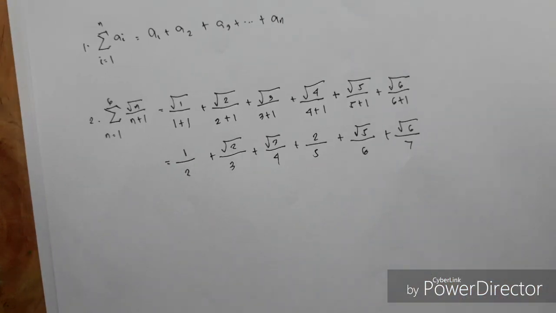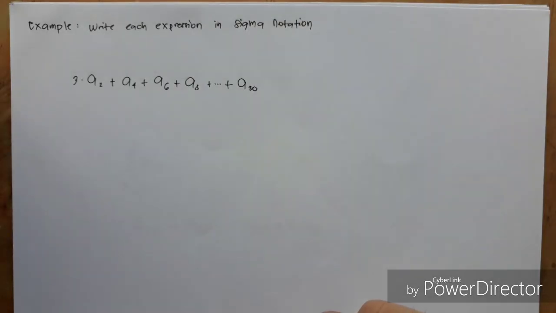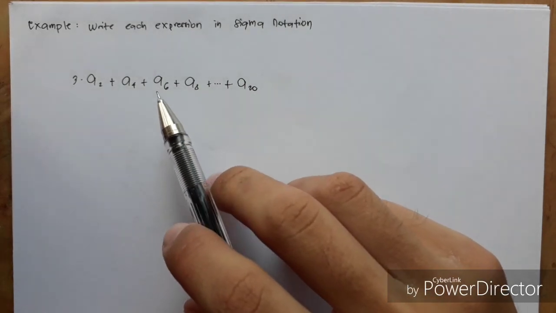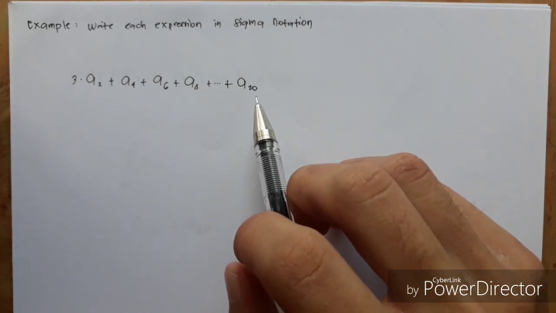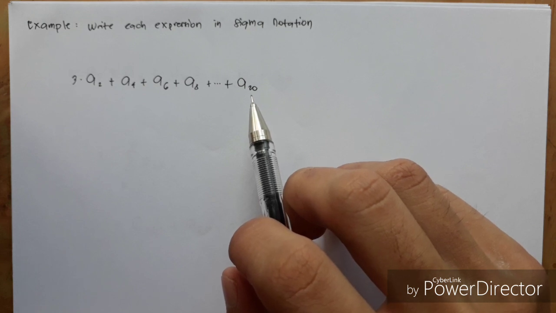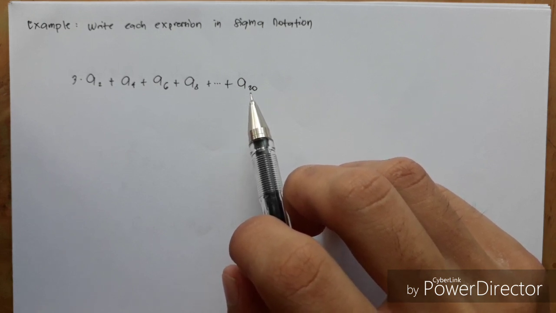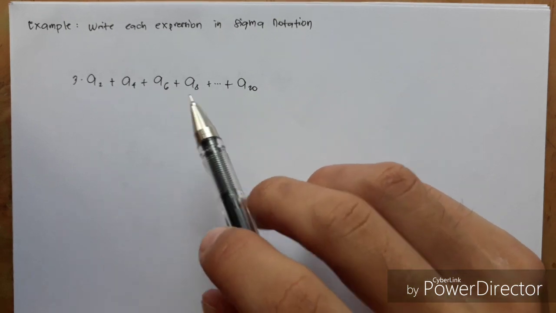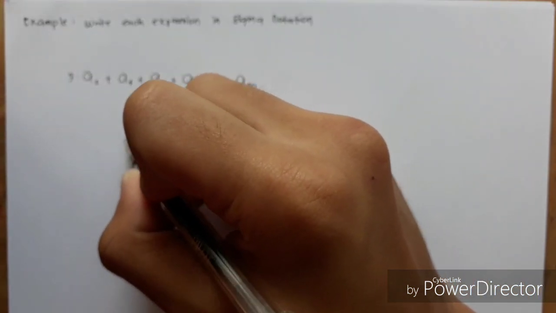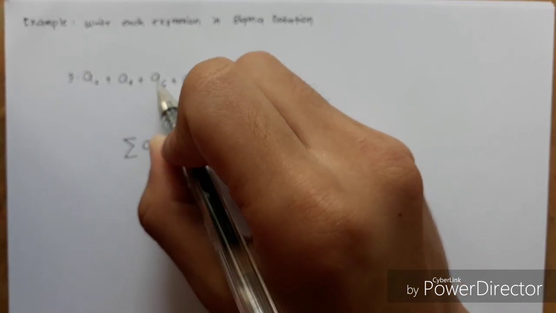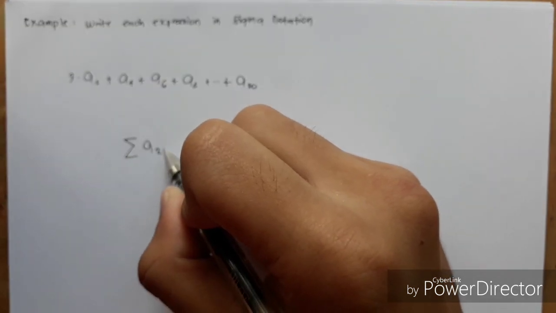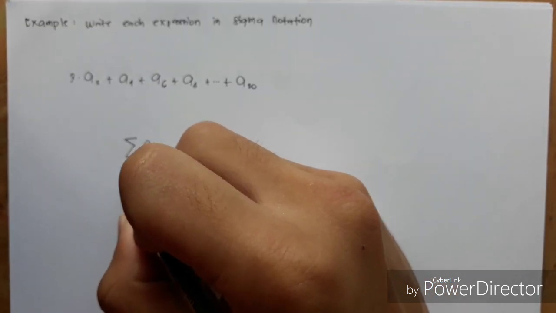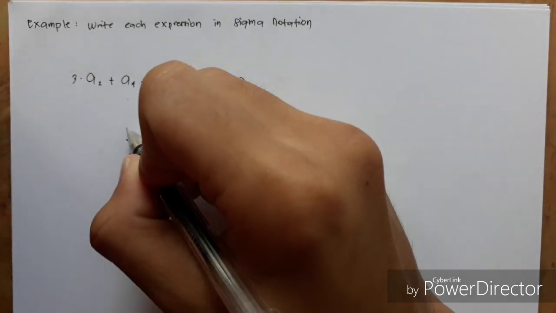Let's have one more example. The last example is to write each expression in sigma notation. The expression is a sub 2 plus a sub 4 plus a sub 6 plus a sub 8 plus up to a sub 20. Let's find the values of the upper and lower limits and the function so it can fit this given expression. For me, it is the summation of a sub 2k, where k is equal to 1 up to 10.